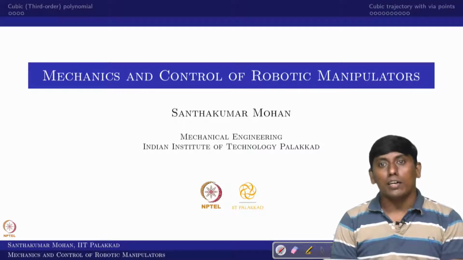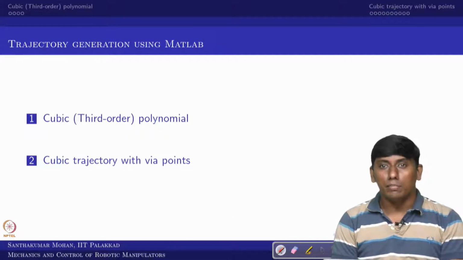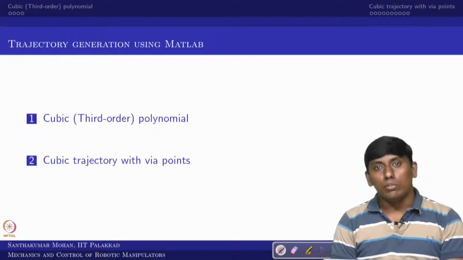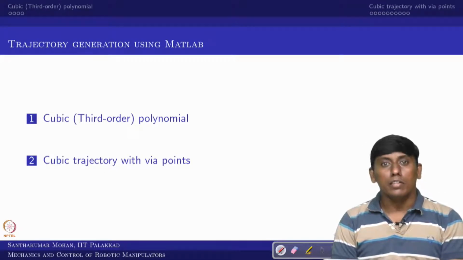In this particular class, we are going to see how we can generate a trajectory by using different functions, say a polynomial function or a cycloidal function and so on, and we are trying to do that with the help of MATLAB. In this short lecture we are going to see the third order polynomial, where the cubic polynomial function is the trajectory generator.